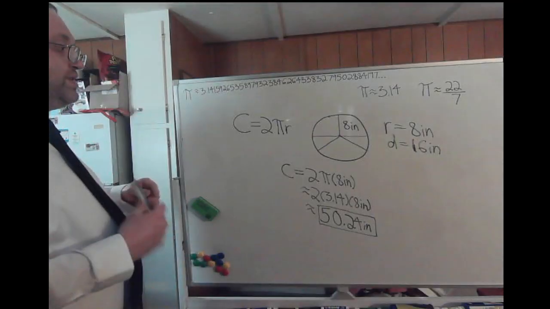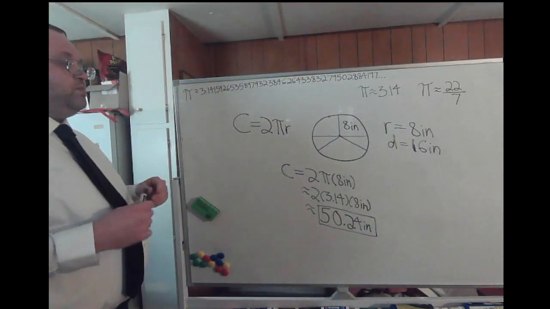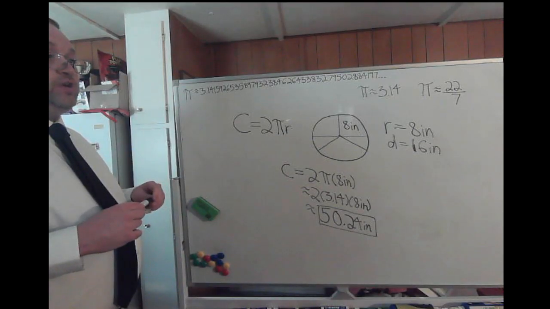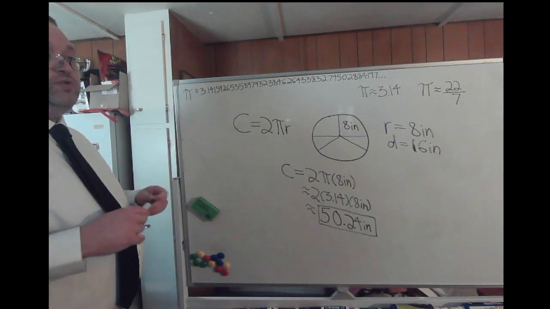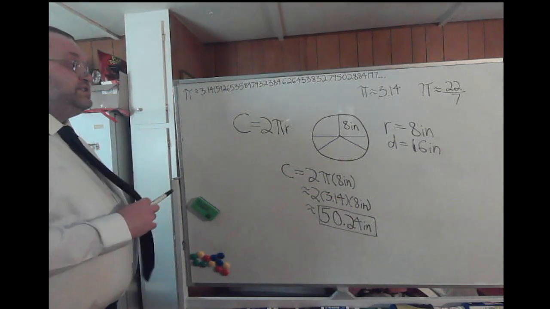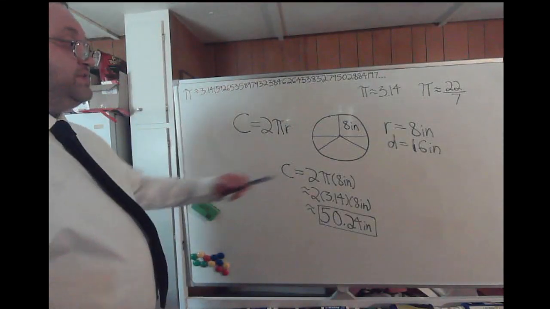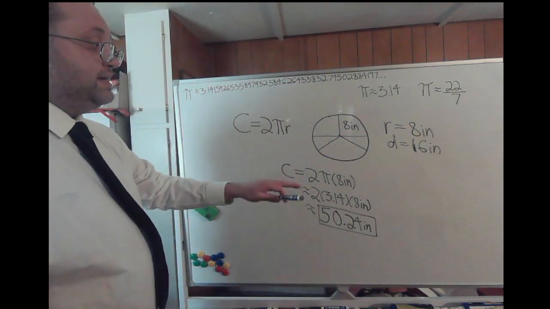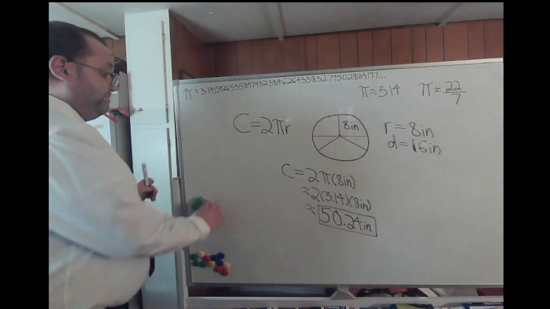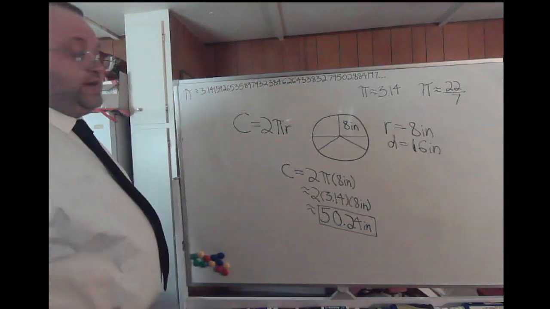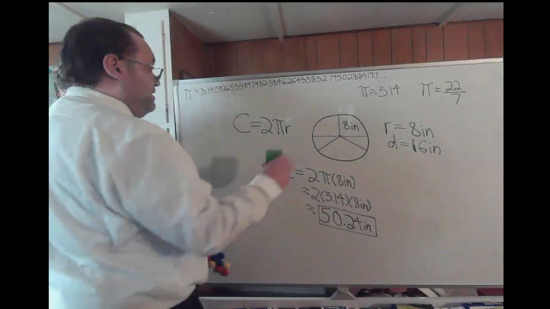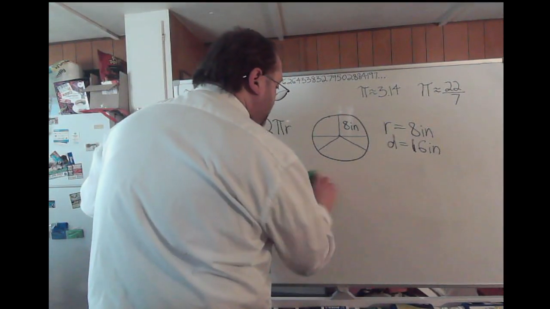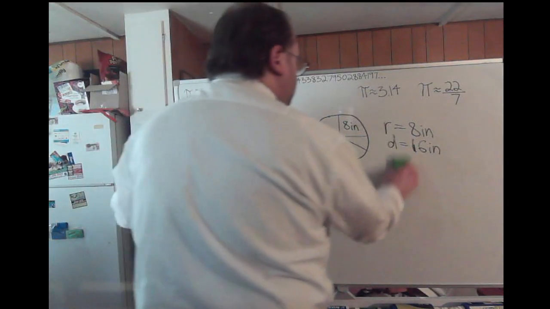Now, where does 2 pi come from? That comes from trigonometry, which is after Algebra 2 and around pre-calculus. So for now, just understand that the whole distance around the circle is 2 pi times the radius. There is proof of that in trigonometry. But for now, we'll just stick with the 2 pi times the radius here.